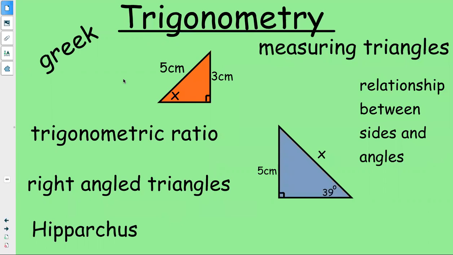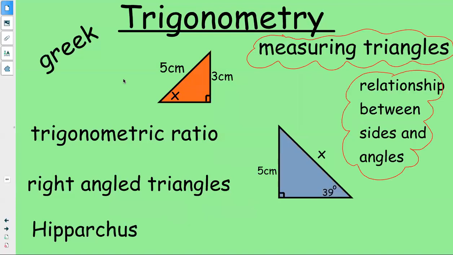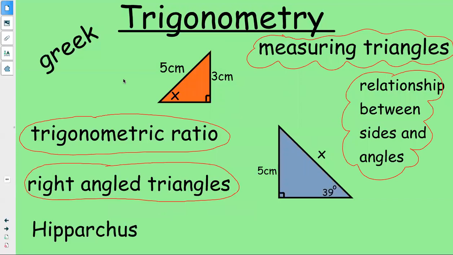So, trigonometry. Trigonometry translates to mean measuring triangles. And the trigonometry we're going to be looking at involves right angle triangles. It's really the relationship between the sides and the angles within that right angle triangle. We're going to come across the term trigonometric ratio, and I've said that what we're going to be looking at works with right angle triangles. Hipparchus was considered the founder of trigonometry.